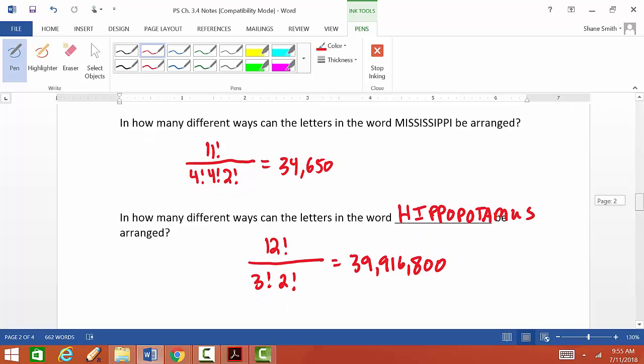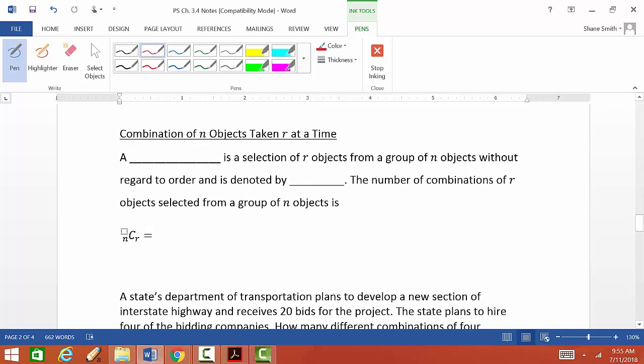So the last type of rearrangement we're going to talk about is a combination. And a combination is when order does not matter. Because order does not matter, you do not care about the arrangement of the objects you're selecting. Once you select them, you're done. So I'll write this in parentheses: order does not matter. And this is denoted by nCr, or it's denoted by n over r in parentheses like this.